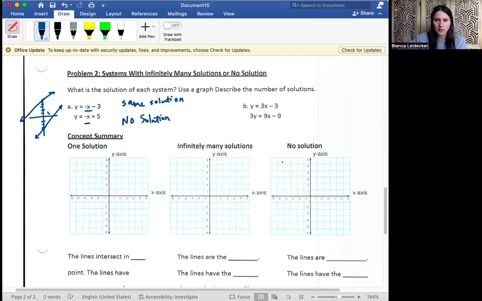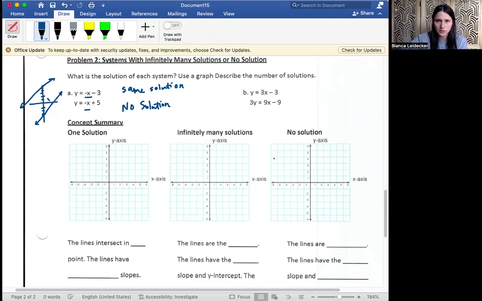Let's talk about what that would look like down here, because we're going to use these three graphs on the bottom to describe them. That would be where I have -3. And in this first example, example A, the slope is -1, so down one and to the right one, -1/1. So my line's going this way. And then my other line is at +5, but it's going the exact same direction, so I'm going to have a parallel line. This is no solution. When you have parallel lines, there's no solution.